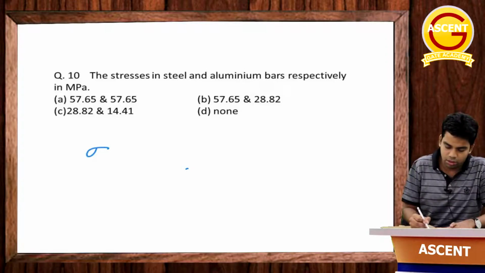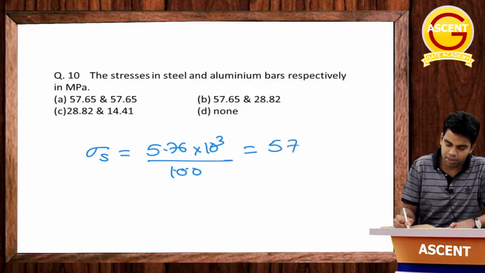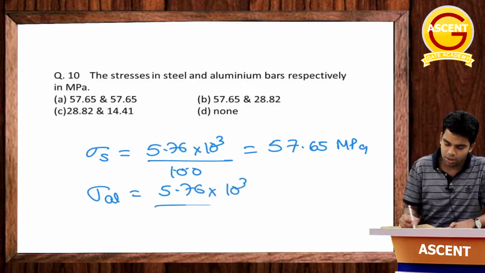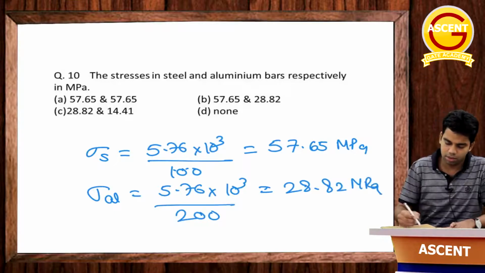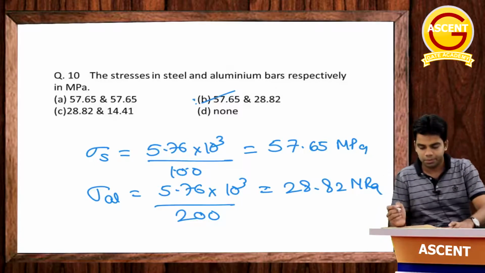Okay, so stress of steel will be equal to 5.76 into 10⁻3 divided by area of steel, which is 100 mm square. तो ये न्यूटन पर mm स्क्वायर में, मेगा पास्कल में आएगा डायरेक्टली, 57.65 मेगा पास्कल. Getting this? Similarly sigma of aluminum is 5.76 into 10⁻3 divided by 200. So this will be equal to 28.82 megapascal. Okay, so answer is 57.65 and 28.82 megapascal.